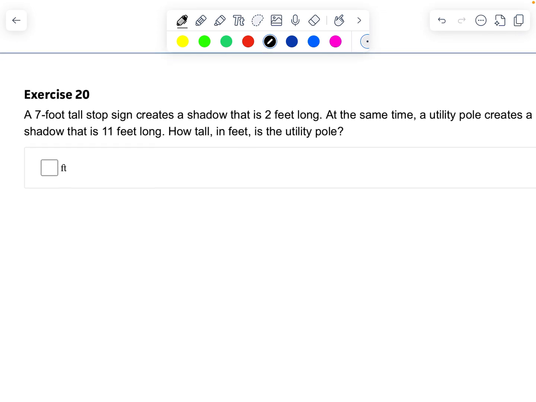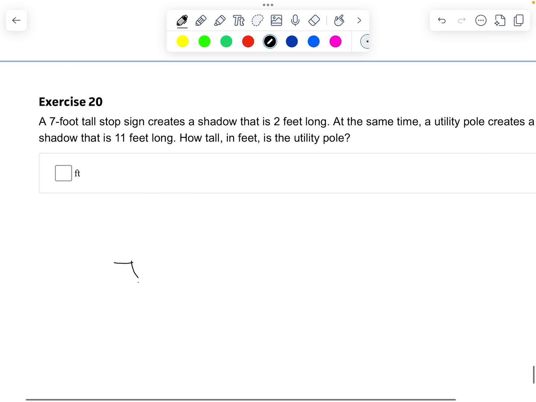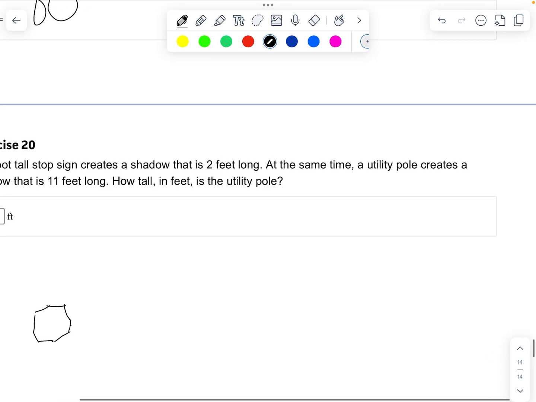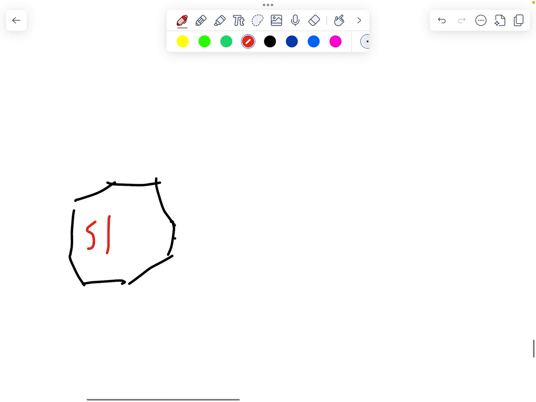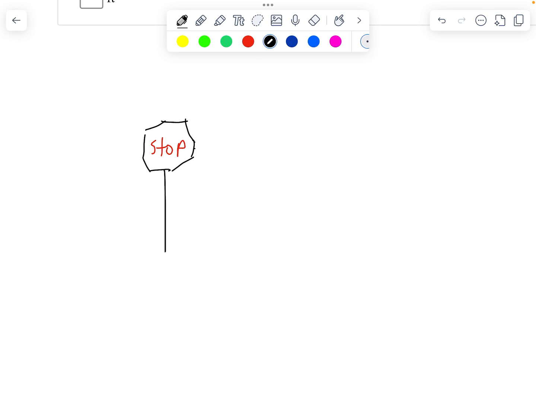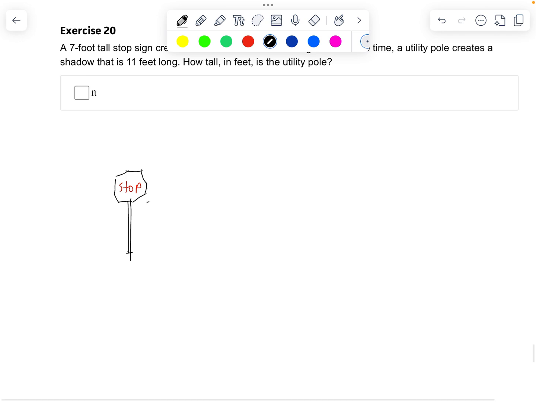All right, so this is kind of the trickiest one of the whole practice test, okay? I'm going to draw a stop sign. It's an octagon, right? So 1, 2, 3, 4, 5, 6, 7, 8. And of course it should say stop inside of it, so I'm going to write stop. And the sign goes down, right? Now, the sign itself is 7 feet tall, so I'm going to write 7 feet.